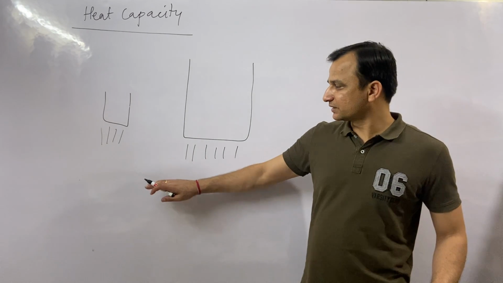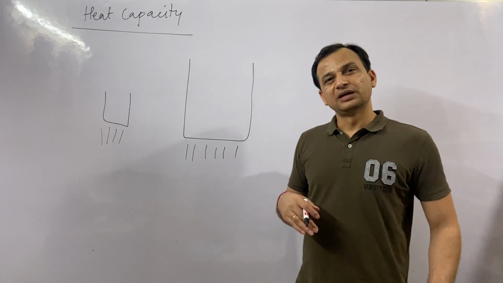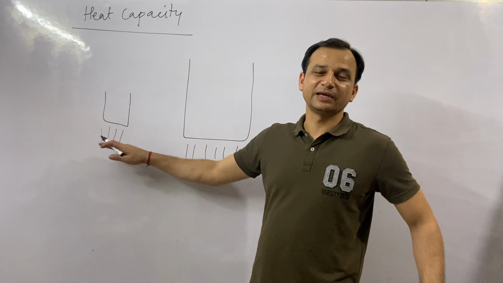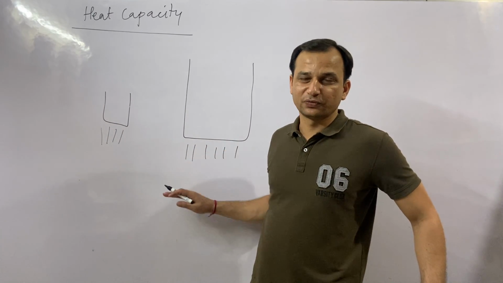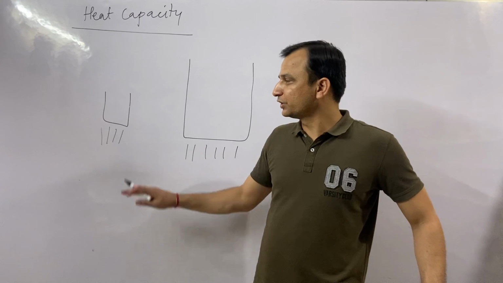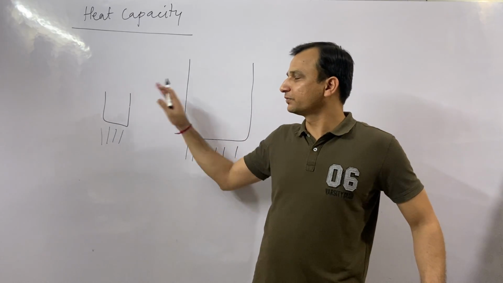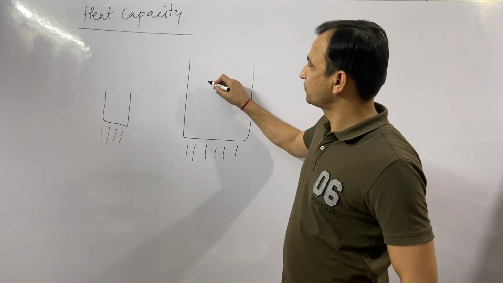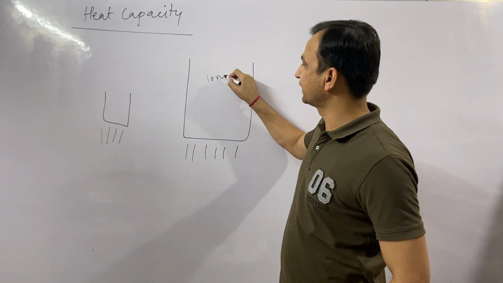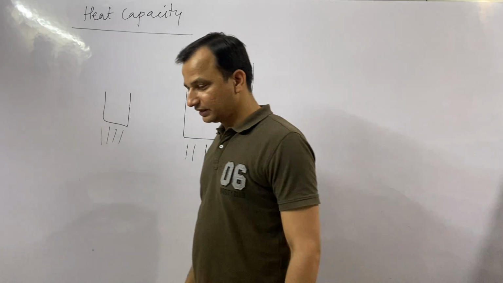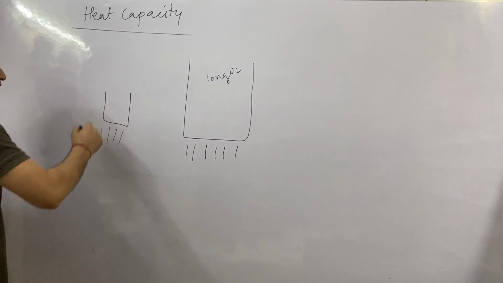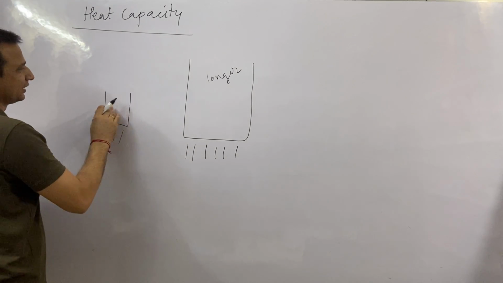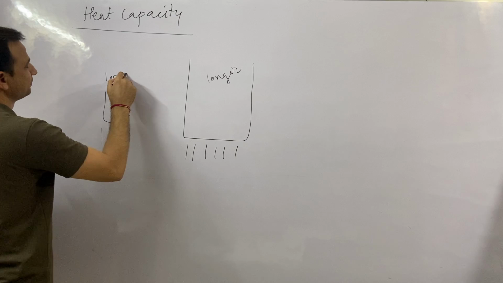So if you are supplying the same quantity of heat, what I mean by that is, let's say you are using the same type of burner and the same type of fuel. So which one will take longer time out of these two and which one will take less time? You can say this one will take longer time, and this one will become warm, or will start boiling very quickly in less time.